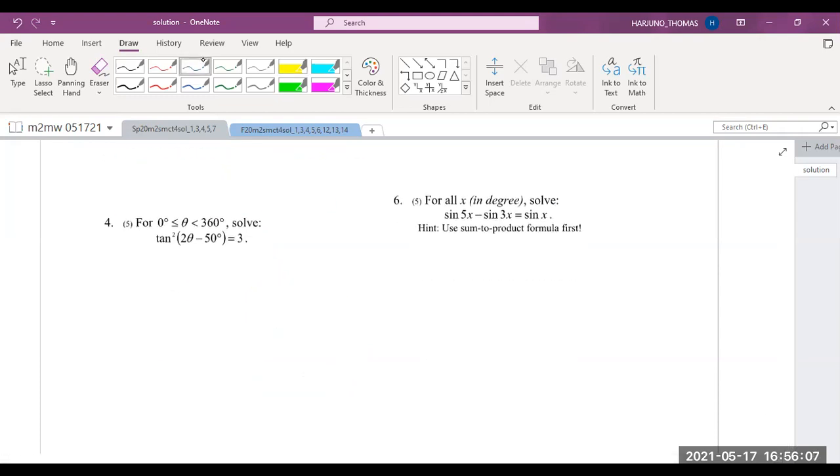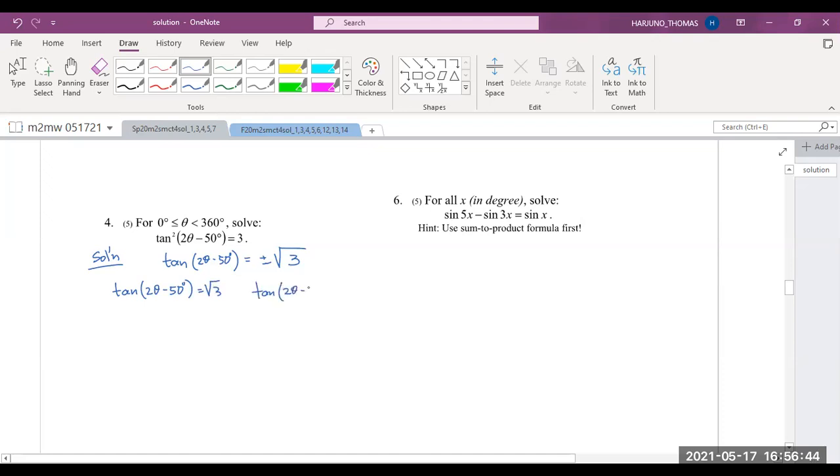Number 4. For all these angles here in degrees from 0 to 360, solve for this tangent squared blah equals 3. So tangent blah, I apply the square root property. Tangent blah equals plus minus square root of 3. Okay, now because we have two branches, I will break it up. Tangent blah minus 50 degrees equals square root of 3. That's the first branch. The second branch, tangent of blah equals negative square root of 3.